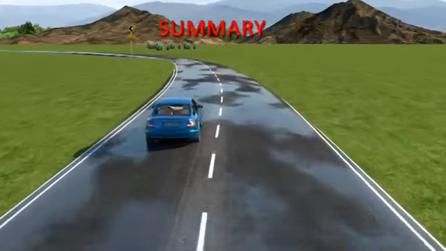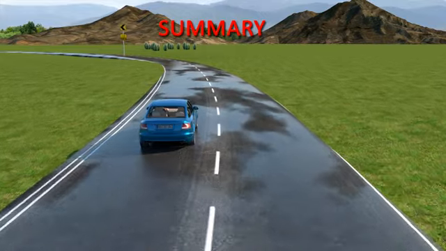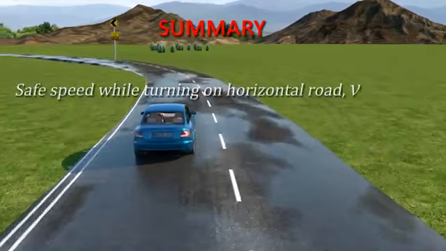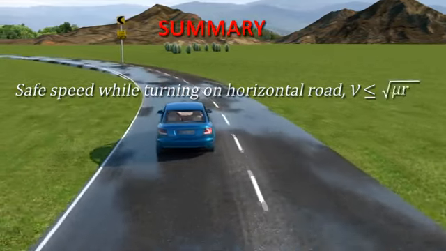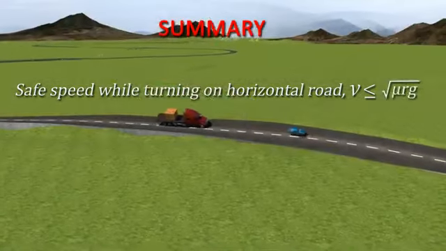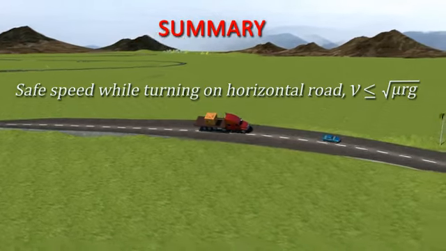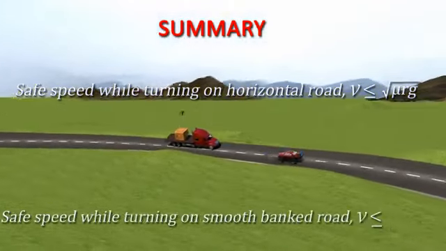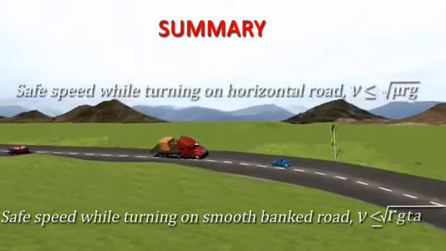Summary: the maximum speed with which a vehicle can move without skidding while taking a turn on a horizontal road is root over mu rg. The maximum speed with which a vehicle can move without skidding while taking a turn on a banked road is root over rg tan theta.